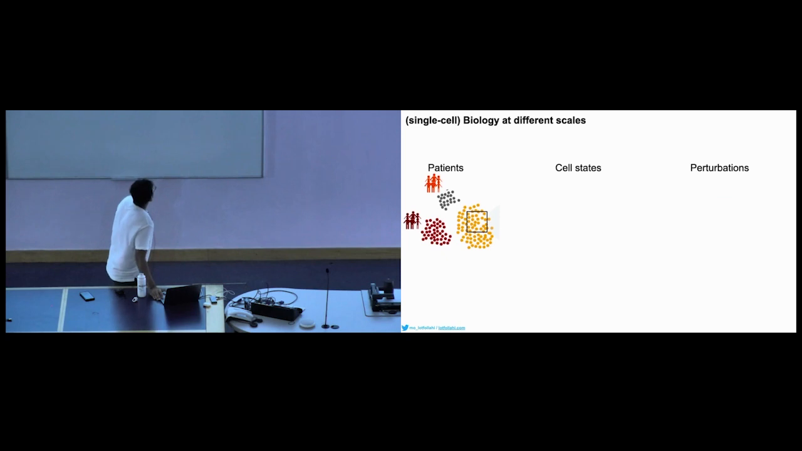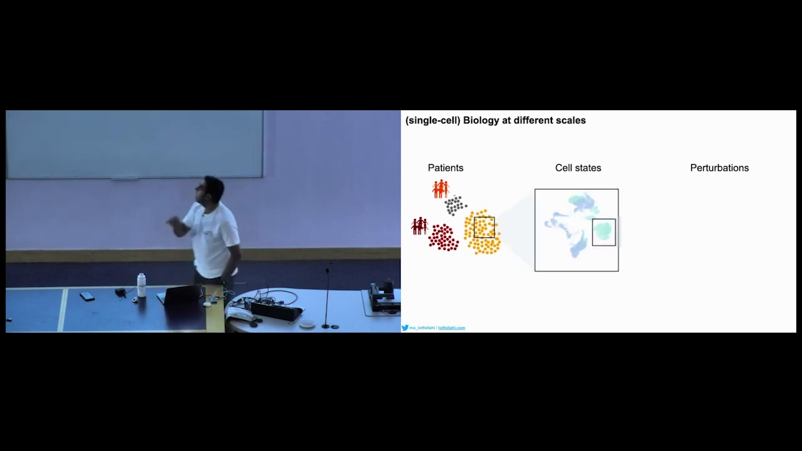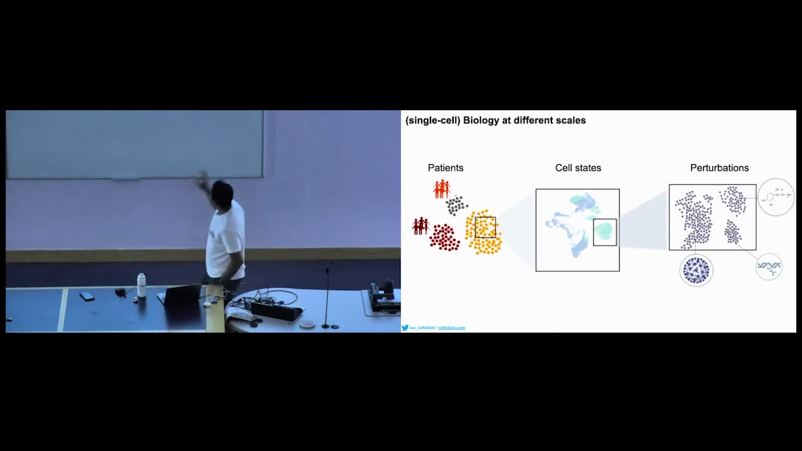So during the talk, so basically go back to like the first slide. I'll show you methods that help you to understand this heterogeneity across patients and population. And then we zoom in into cell states and cell clusters. And we further zoom in into individual cells and see whether we can actually model their behavior.